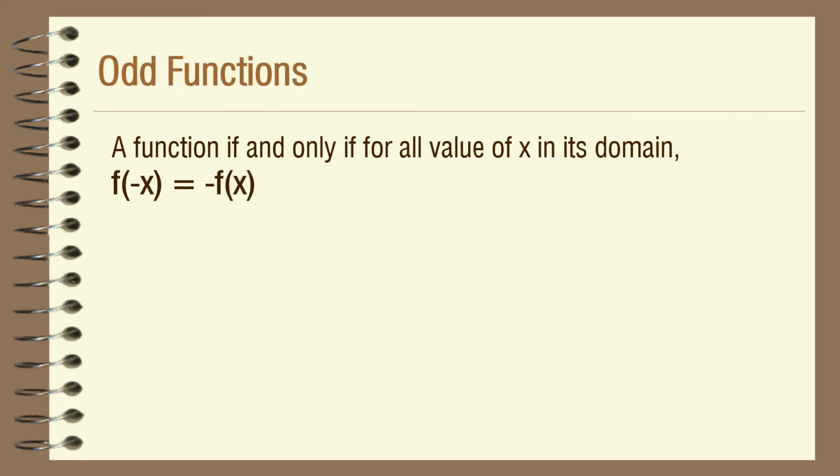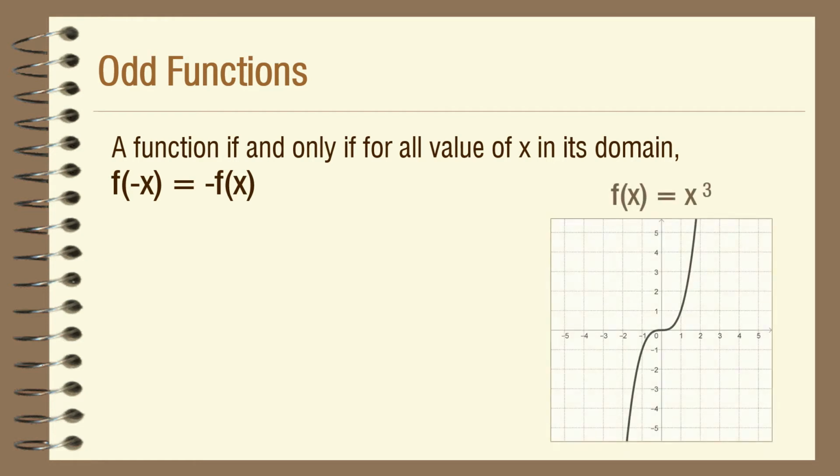Odd functions meet a slightly different definition. It still begins with f of -x, but this time it equals the opposite of f of x. An odd function would be f of x equaling x cubed. If we were to take a point 1, 1, f of 1 would equal 1. What I would need to show now is that f of negative 1 equals the opposite of 1, which in this case it does, it equals negative 1.